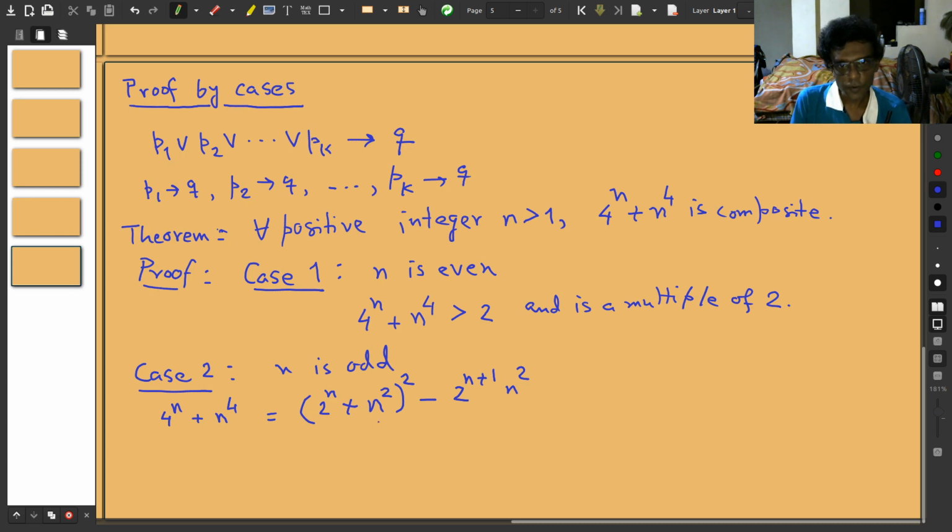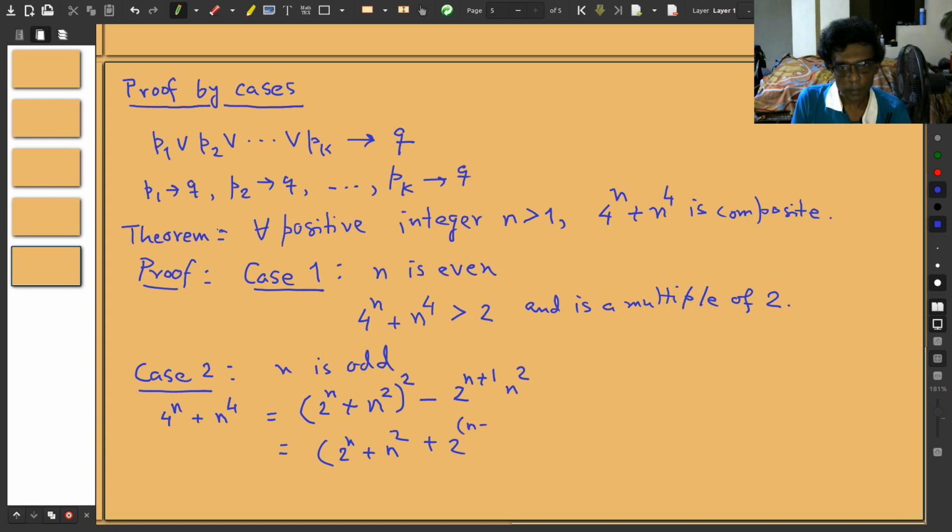So this is of the form a square minus b square. So I can write it this way: 2 power n plus n square plus 2 power n plus 1 by 2 times n, times 2 power n plus n square minus 2 power n plus 1 by 2 times n.